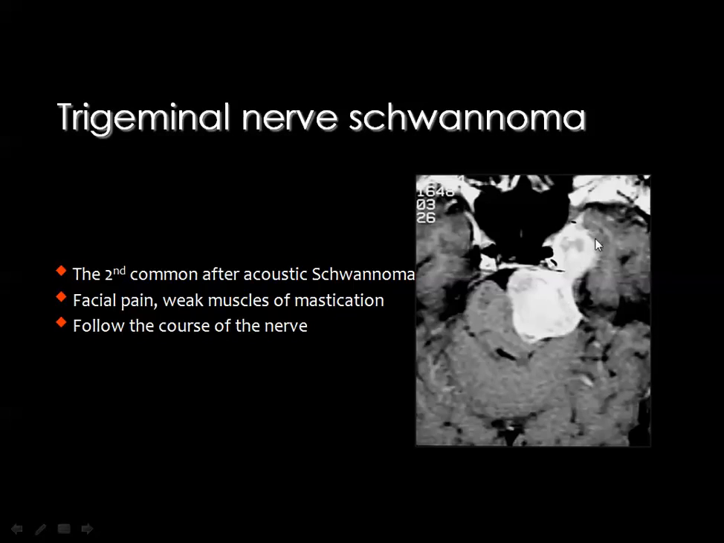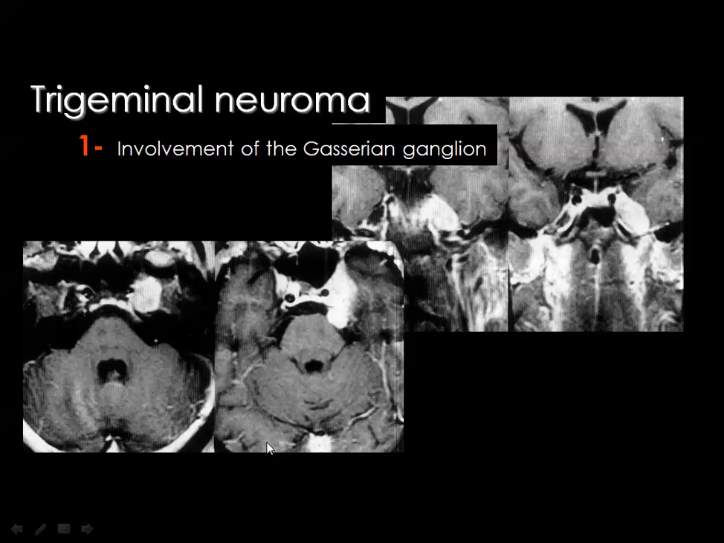And in order to diagnose trigeminal neuroma, the first sign is that you cannot identify the Gasserian ganglion separable from the tumor. This is the normal Gasserian ganglion found posterior to the cavernous sinus, but on the site of the tumor, you cannot see the Gasserian ganglion. If you see the Gasserian ganglion adjacent to the tumor, then think of other diagnostic possibilities like parasellar meningioma, for example. And this is the trigeminal neuroma.